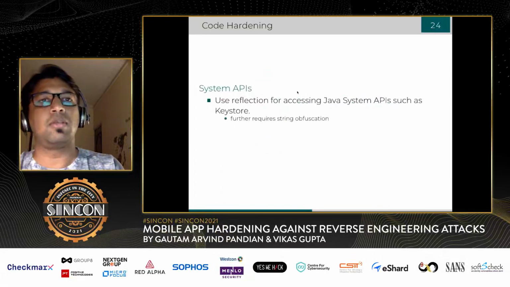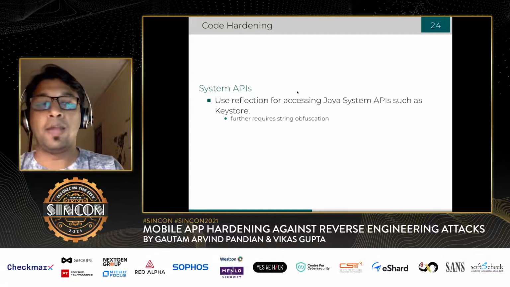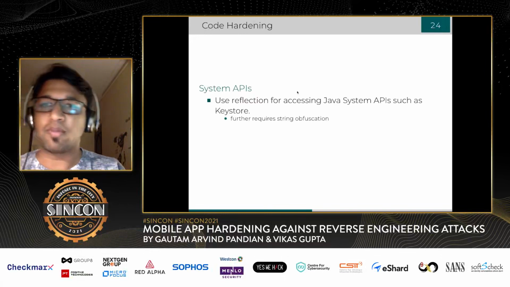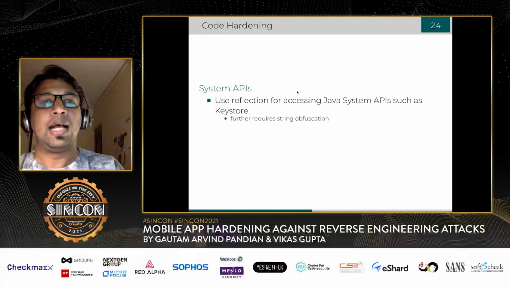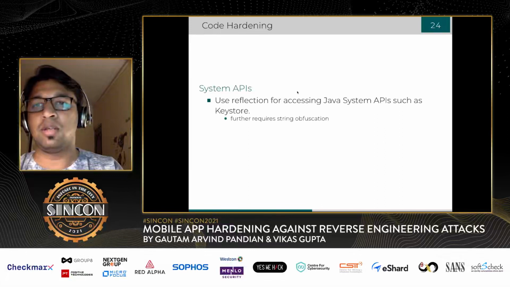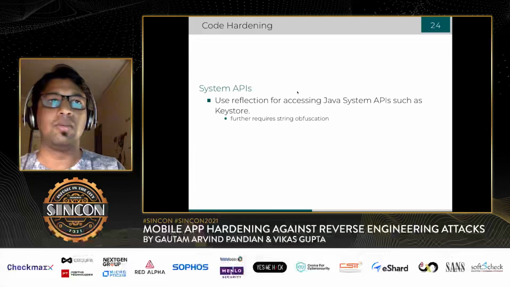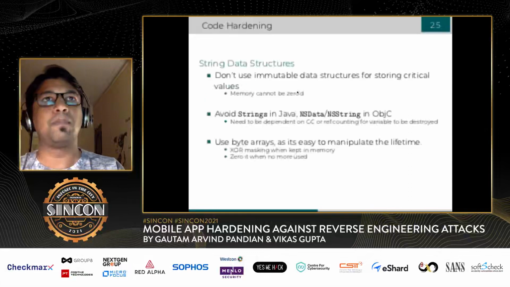Again, as I mentioned, you can use reflection in the case of Java, so it doesn't show up in the import part of the Java classes, because often that is a place where you look to understand what a particular class could be doing. For example, if you have a lot of crypto and keystore related imports, then you are sure that something important is being done over there. There's a catch. If you're using reflection, then you need some kind of string obfuscation, because in the reflection itself, the name of the class or the function name would show up as a string. So you need to do string obfuscation over there.